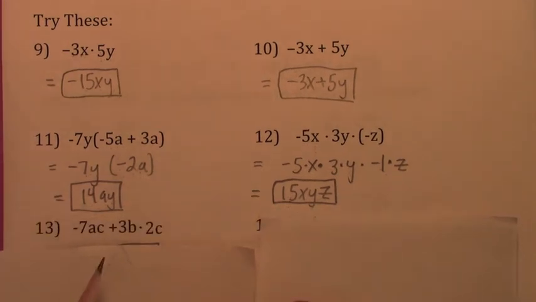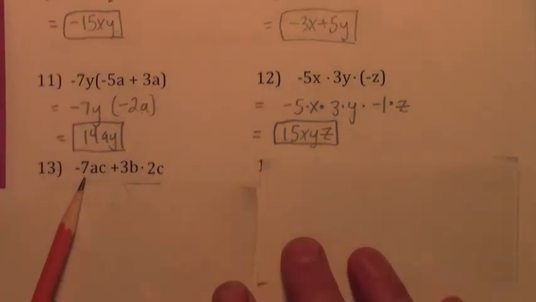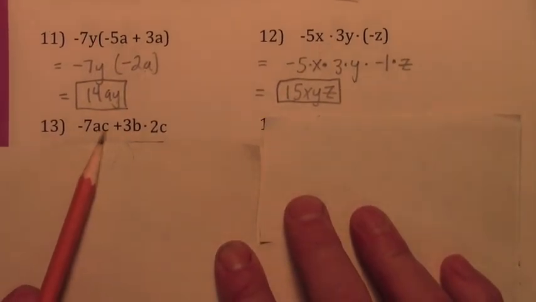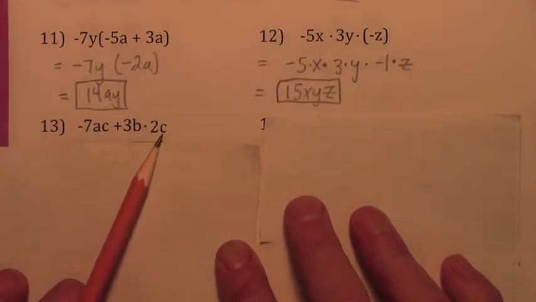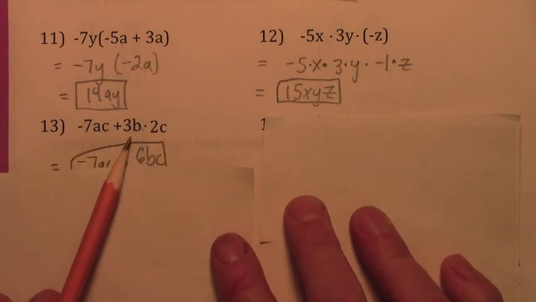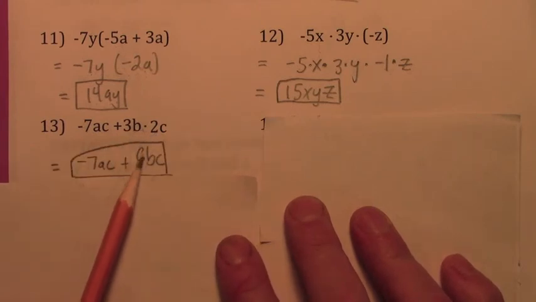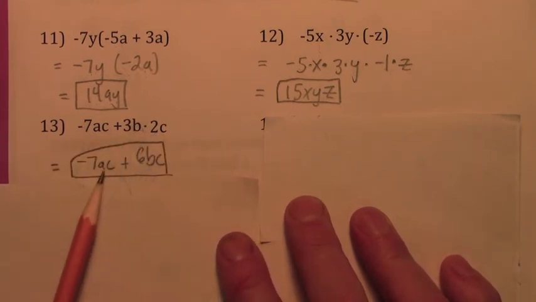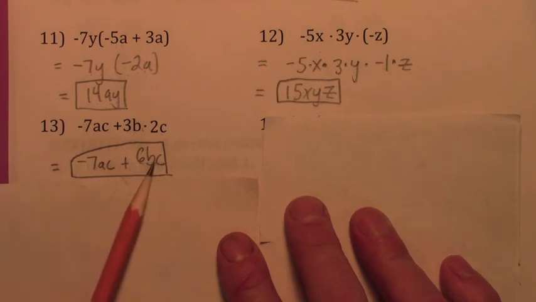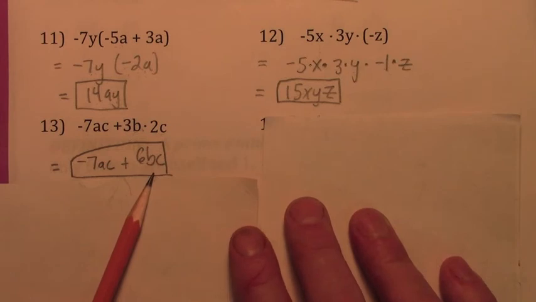Look at these last two. This one, negative 7ac plus 3b times 2c. You could multiply 3b times 2c. Isn't that just 6bc? Now, can you add these two together? These are terms, right? They're not like terms. That's your final answer, negative 7ac plus 6bc.